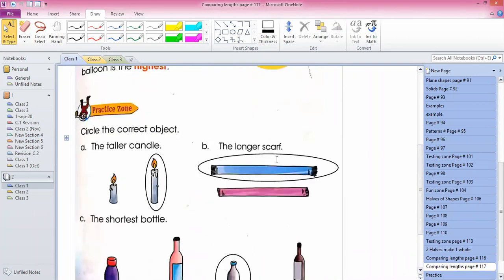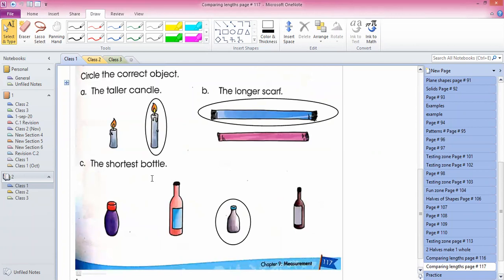Yesterday we completed one of the practice zone exercises where you have to circle the correct object, the taller candle. So you can easily see that this is the shorter candle and this is the taller. So you make a circle here. The second is about the longer scarf. There are two scarves. You can find that this is the longer scarf. That's why you circle it.